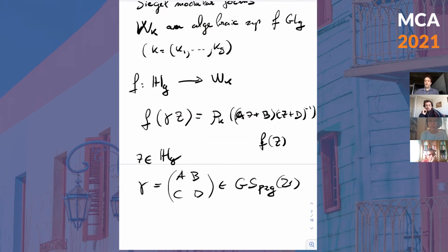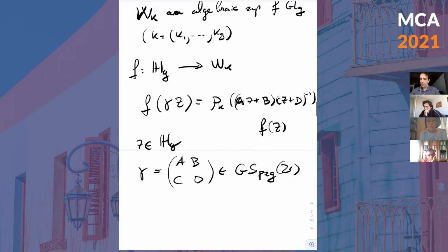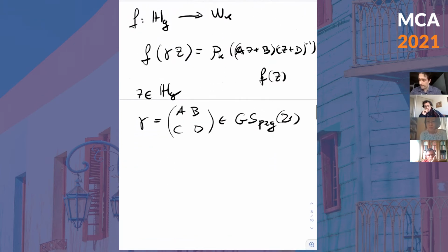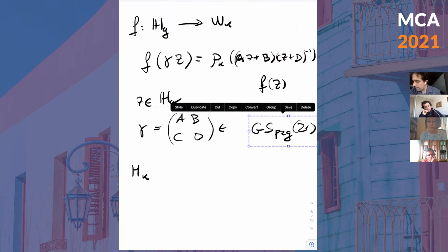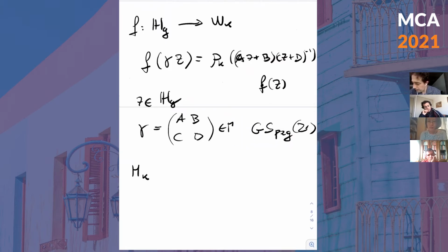Somehow they are always functions on some sort of generalization of the upper half plane. It's just that I need to consider them valued not only in C, but valued in a particular algebraic representation of GL_g. And as usual, I can define M_k, the space of weight k modular forms. And here gamma is not necessarily the full group; it can be a smaller group. M_k(gamma) is going to be exactly my space of modular forms.